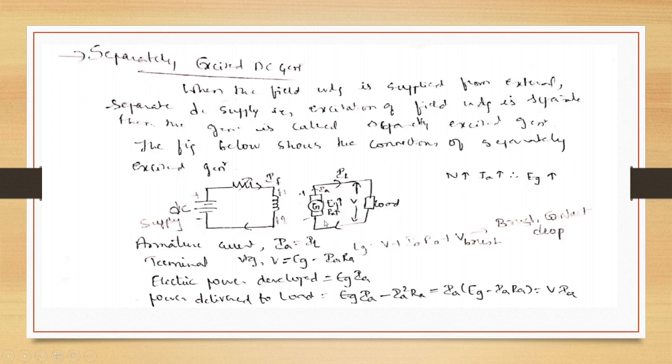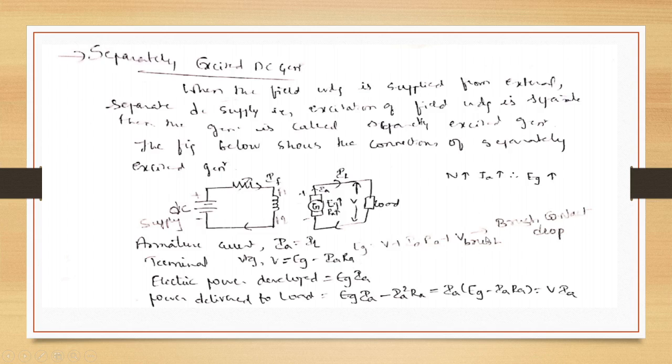So the armature current IA is equal to the load current here. IA is equal to IL because they are in series. These two currents are in the same line, and same line means the currents will be equal. The terminal voltage V is equal to E minus IaRa, or E is equal to V plus IaRa plus V brush, the brush contact drop.